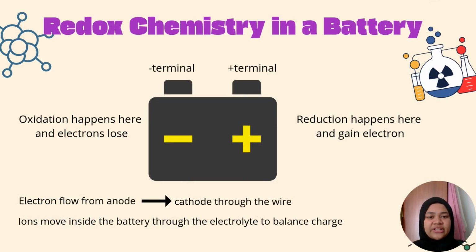Redox chemistry in a battery. At the negative terminal, which we call the anode, oxidation happens, which means electrons are released. At the positive terminal, which we call the cathode, reduction happens, which means electrons are gained. The electrolyte allows ions to move so the reaction can continue. Electrons flow from the anode to the cathode through the wire. Ions move inside the battery through the electrolyte to balance charge.